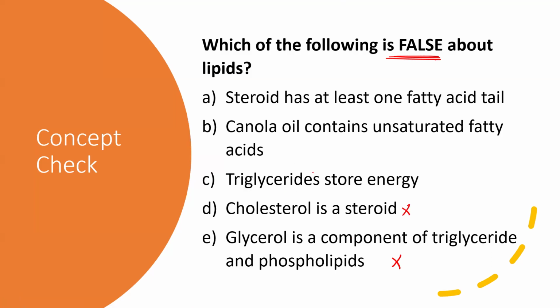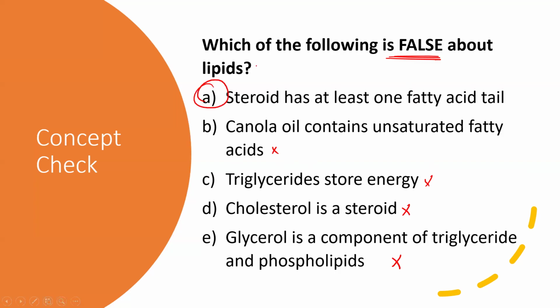What do we use fat for? Long-term energy storage. If you're fasting for a couple of days, the liver reserve is not enough, so you have to start tapping into the fat. That's the correct statement, which is not what we're looking for. Canola oil contains unsaturated fatty acid. Yes, it does, because it's a vegetable plant oil. So that's unsaturated, and we're looking for the false one.